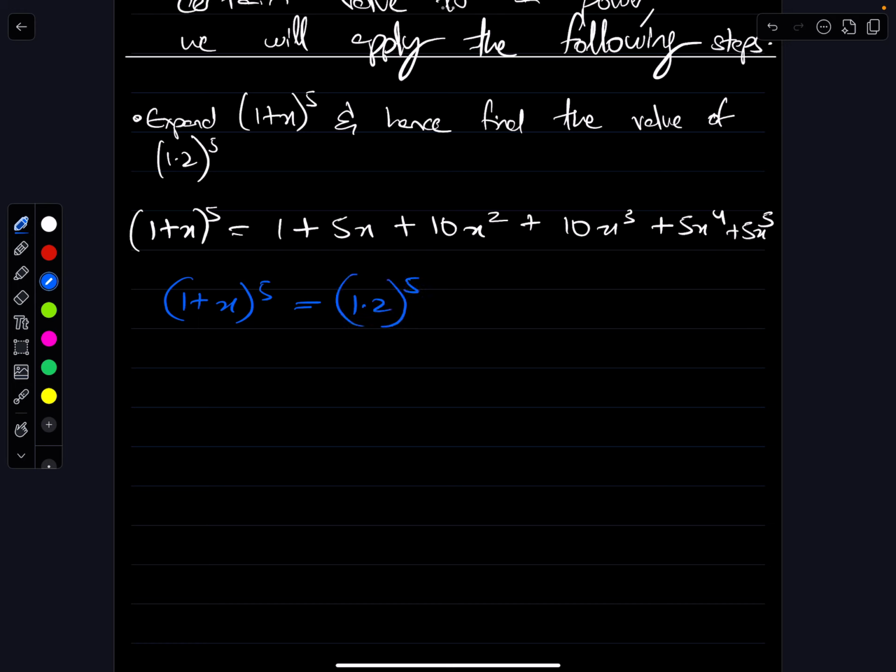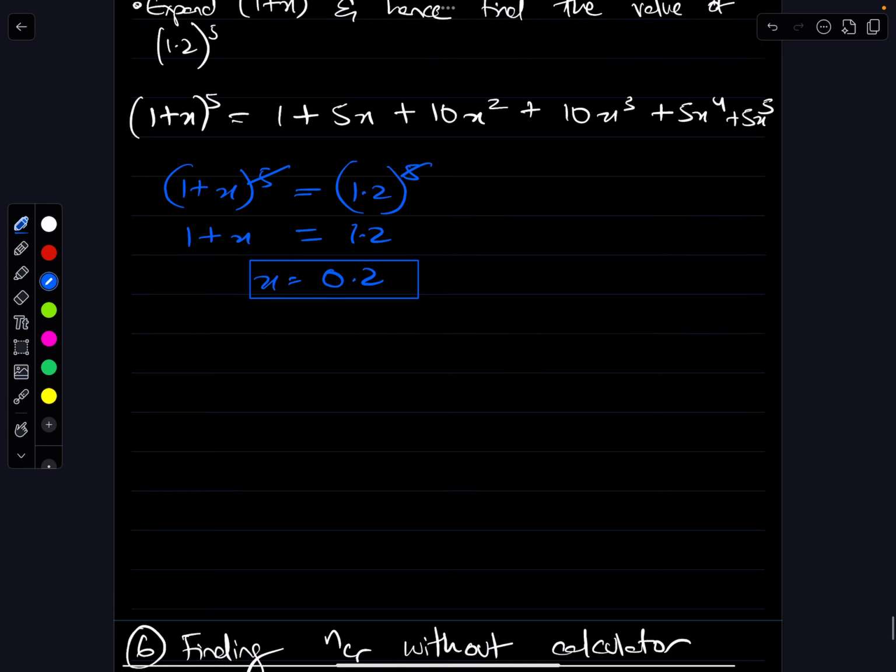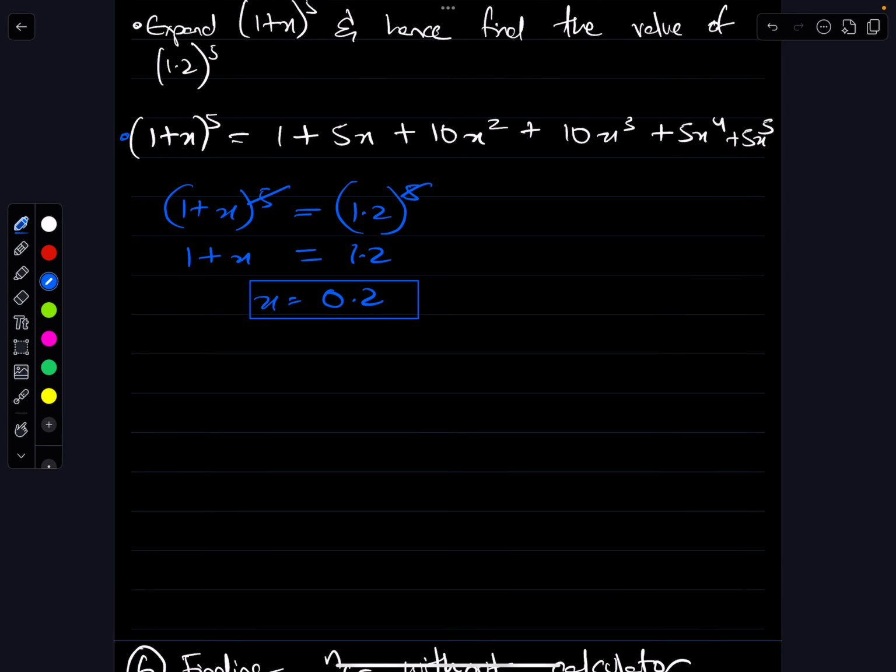Just equate both these things. The 5's cancel out, and we are left with this. x turns out to be 0.2. Thus, simply, this was our first step, this was our second step, and our final step is substituting the value of x back. So substitute the value of x into the basic binomial expansion. No, not the basic binomial expansion, the expansion of the bracket.